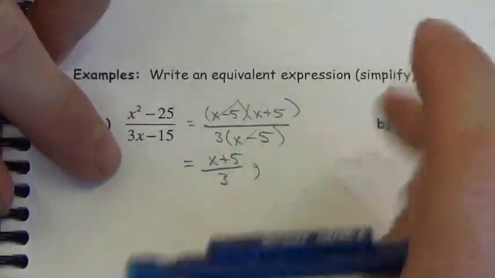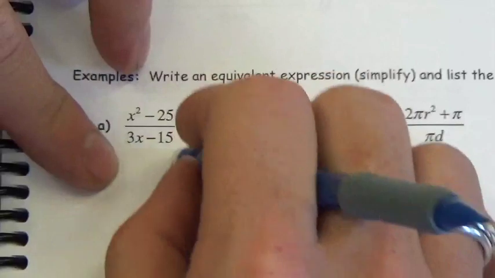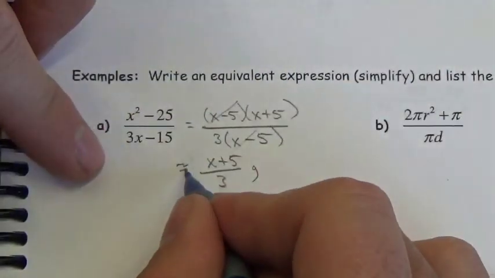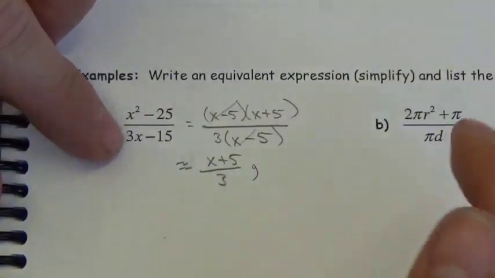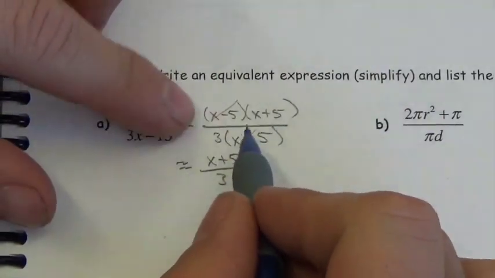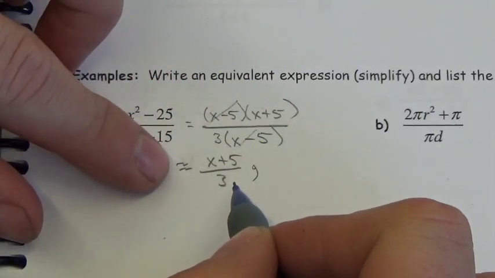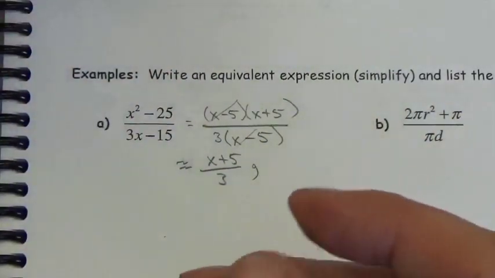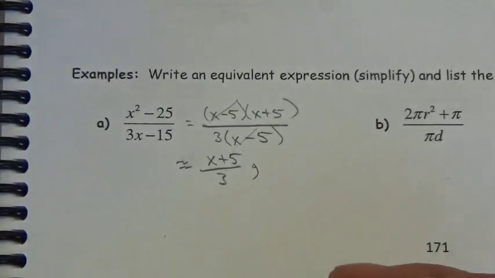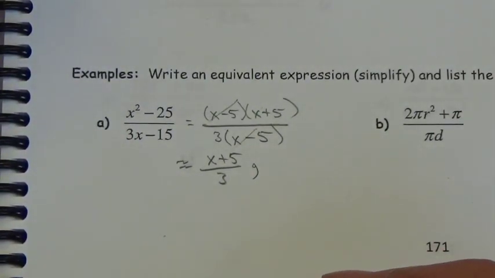However, if I just leave it like that, these two are not exactly the same. They're equivalent to each other. This is not equal to this. They're equivalent, meaning that they overlap for almost every value of x, but there's a little bit that they don't overlap on.